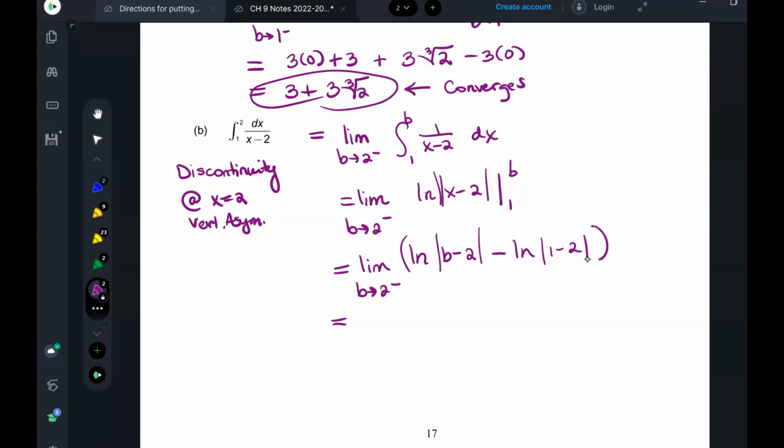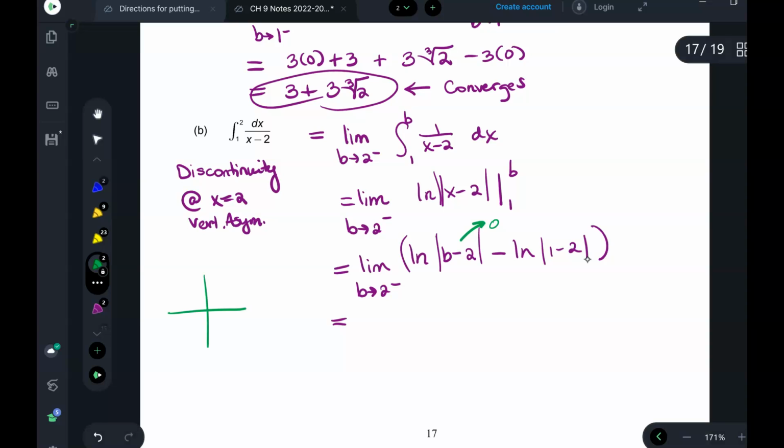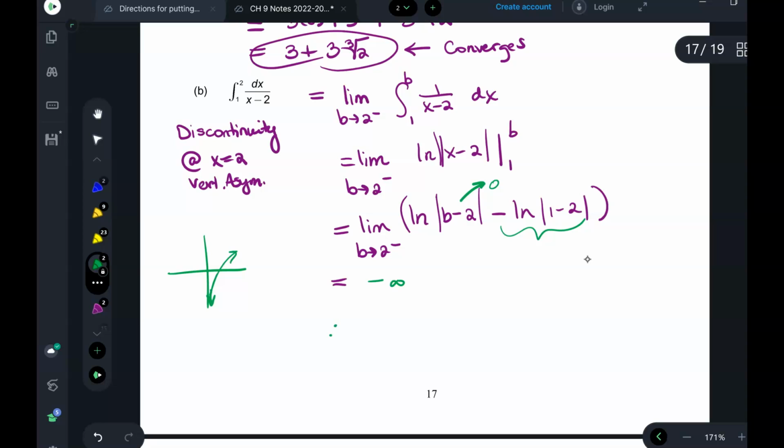Okay, and now as we evaluate this part here, b minus 2, as b approaches 2 from the left, that's approaching what? This part is approaching 0 from the left. Therefore, the natural log, if you recall, what's our natural log look like? So as we go further and further, what's happening here is we get negative infinity. And so this part will just be natural log of 1, which is 0. Therefore, it diverges.